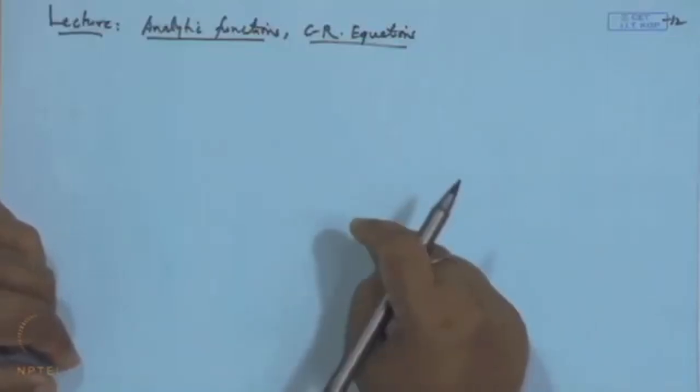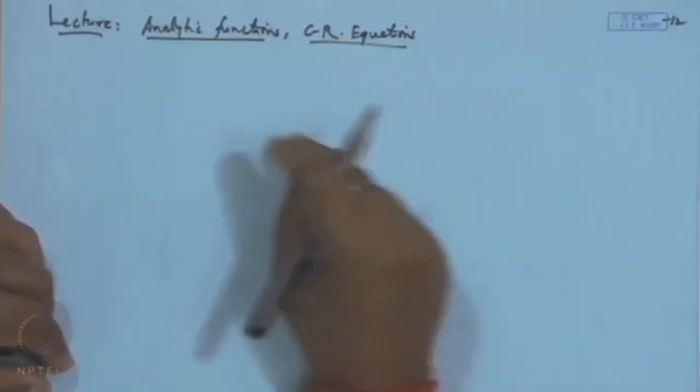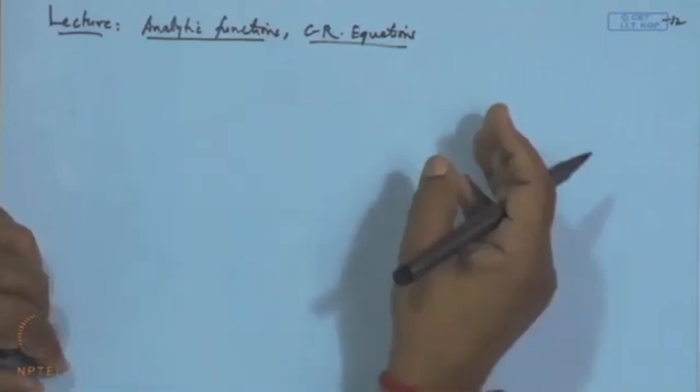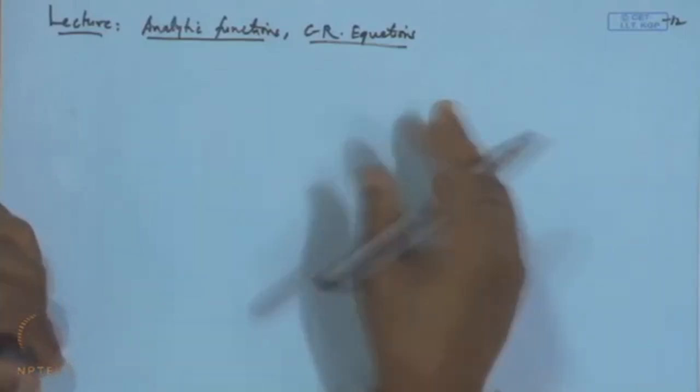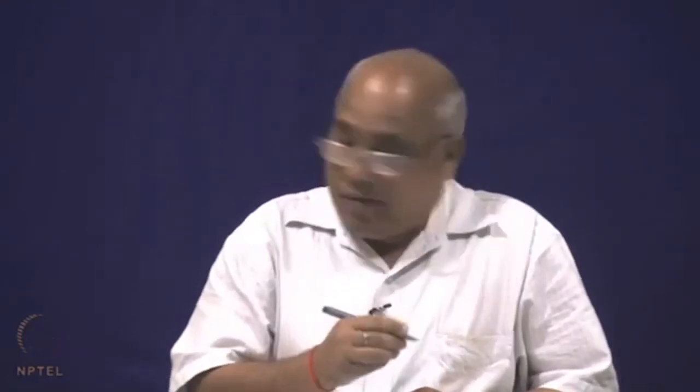Now, in case the limit does not exist, or the limit exists but it differs from the functional value, then the function will not be continuous. Or if the function itself is not defined at the point z naught, then also it will be a discontinuous function. So, let us take an example for continuity first.